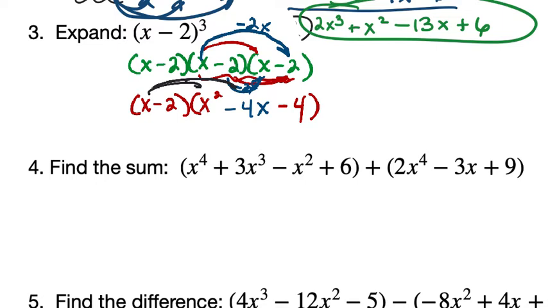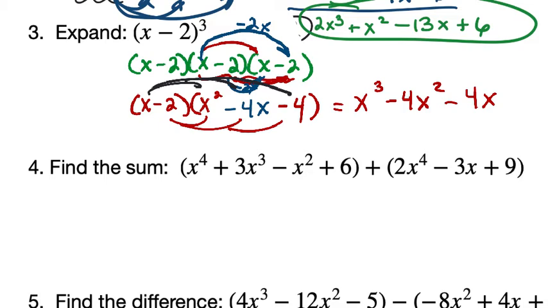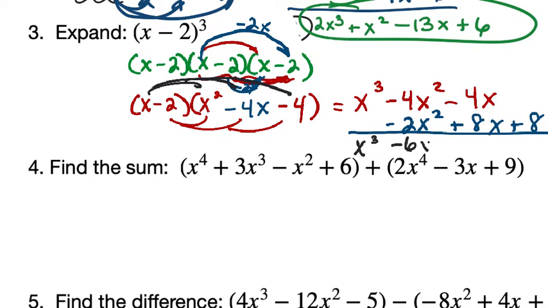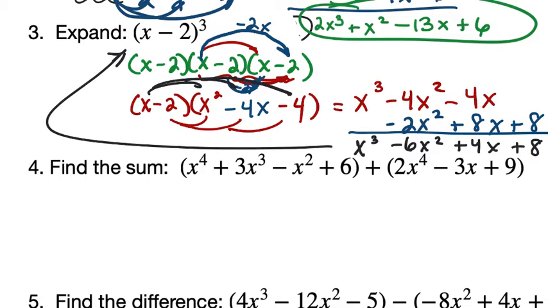Now I'd have to distribute my x and distribute my negative 2, and I'll be done. So when I distribute x, all it does is add one more x to each term. And when I distribute negative 2, it just doubles every term. And then I add them up to get my final result: x cubed minus 6x squared plus 12x minus 8. So there's the product of x minus 2 times x minus 2 times x minus 2.